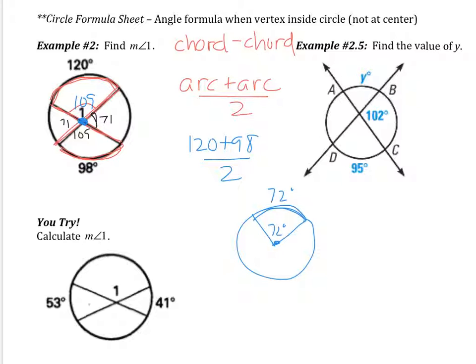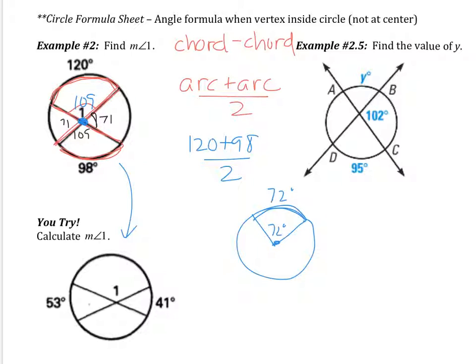Is 109 equal to 98? Is 109 equal to 120? No. So therefore, it obviously can't be the center, okay? So this is a different situation, all right? All right, so the one below. See if you can figure out the measure of angle 1, and then we'll go on to example 2.5, okay?